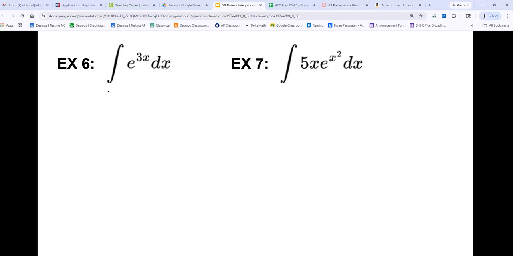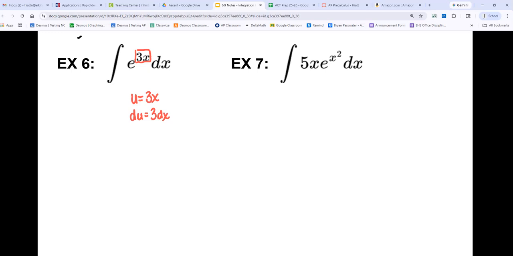E to the x. But you'll notice here on example 6, we don't just have e to the x, right? We have e to the 3x. So this has a tiny little u substitution built in. So what should be our u for this first problem? It's going to be the 3x. What's up there in the exponent is your u. So that means du, what's that going to be? 3, and then we'll put that dx with it.